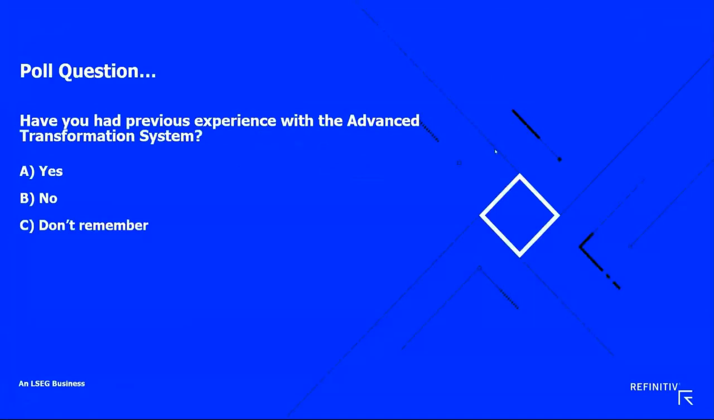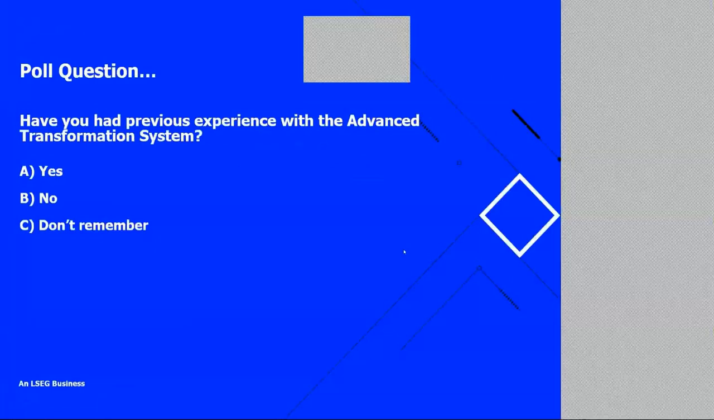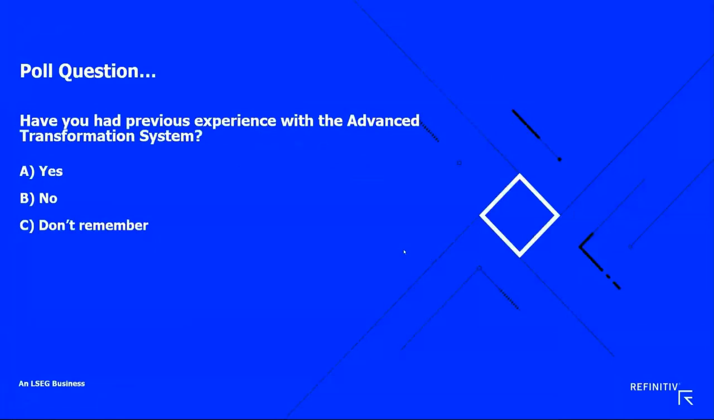Now I'd like to start with a sample poll question, which is, have you had any previous experience with advanced transformation systems? You can see there's 3 options. If you just select your answer, we have 30 seconds.